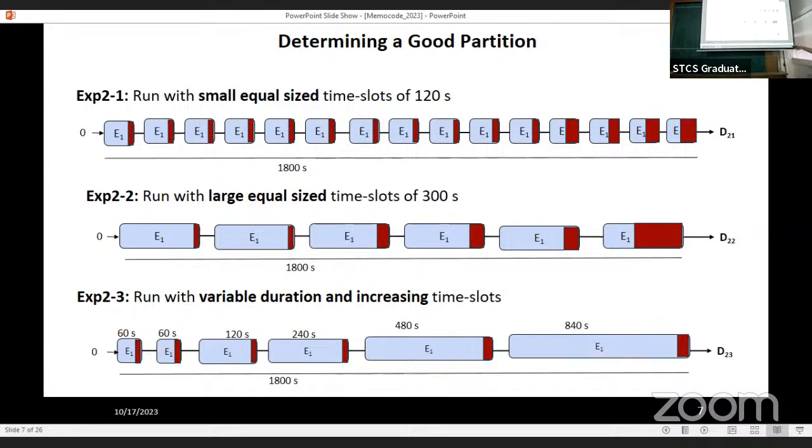Another interesting study we did was to run with variable-duration, increasing time slots. What was the motivation behind this experiment? When the BMC engine, when the SAT solver, is at shallower depths, the complexity of the clauses it is solving is small, vis-a-vis when it's at a greater depth, where the complexity of the clauses is huge, right? Because as he rightly pointed out, even at D+1, the entire clause set still remains.